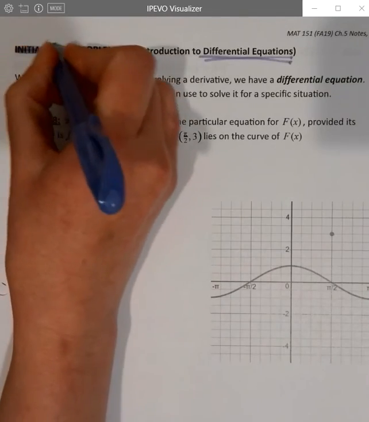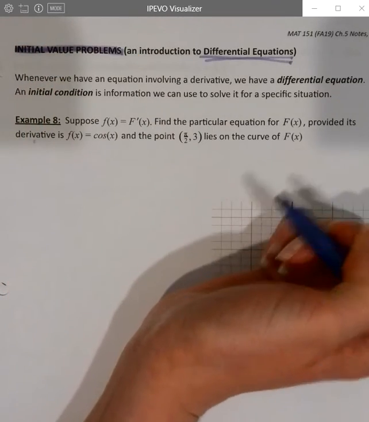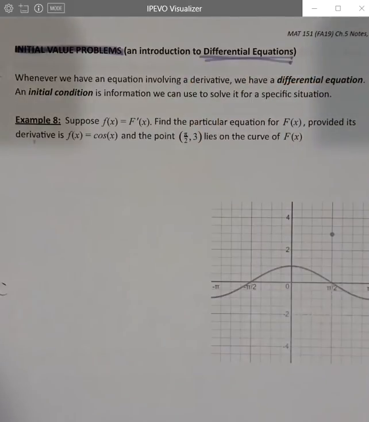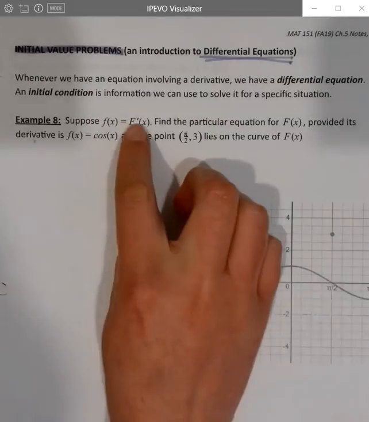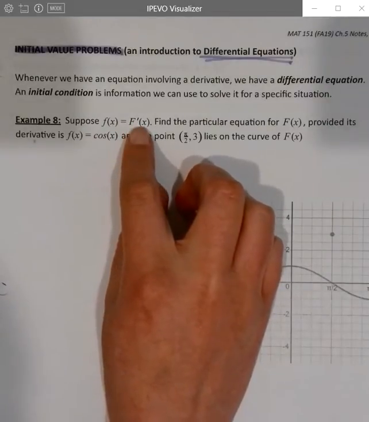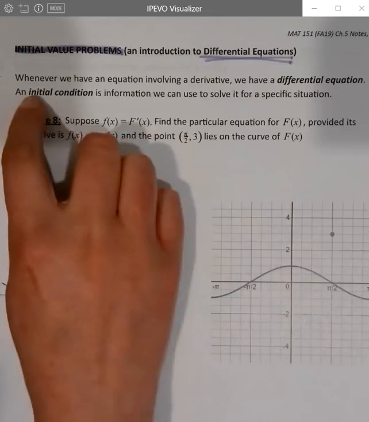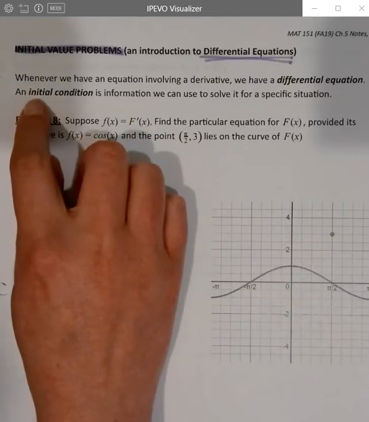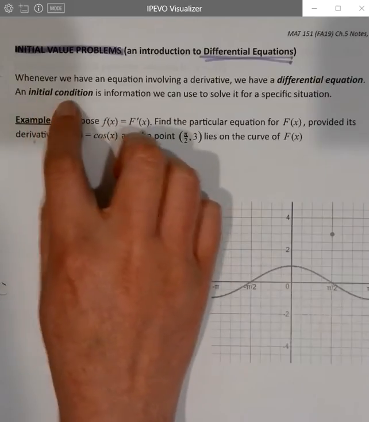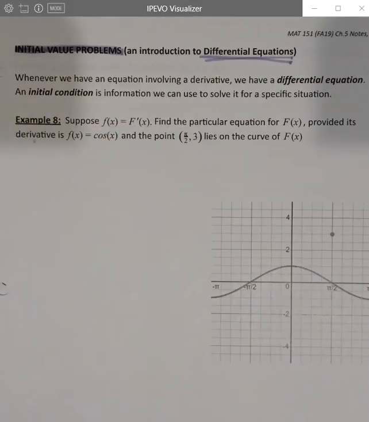Okay, next we're going to take a look at some initial value problems, or an introduction into the most basic type of differential equations. Technically, whenever you have an equation that has a derivative in it and you're trying to solve for the original function, you're doing a differential equation. And those equations have initial conditions, which are ordered pairs usually, or just conditions that we can use to solve for the equation in a specific situation.